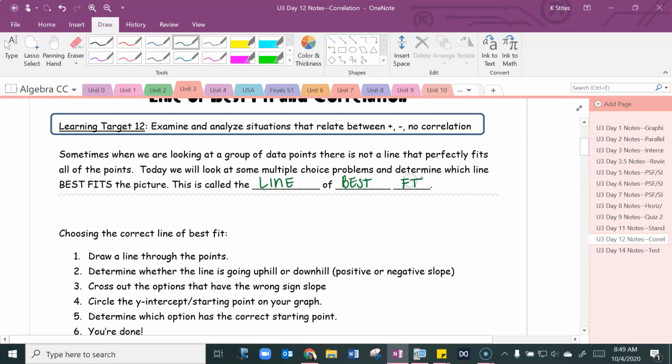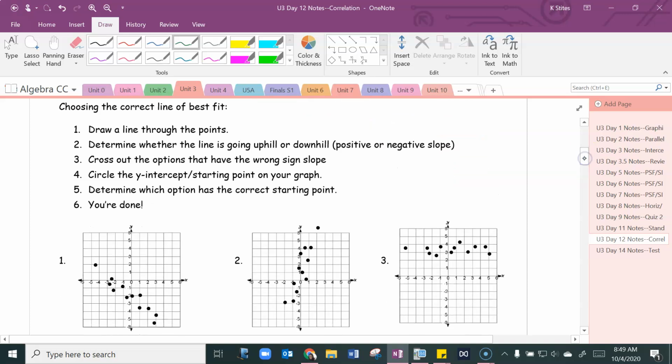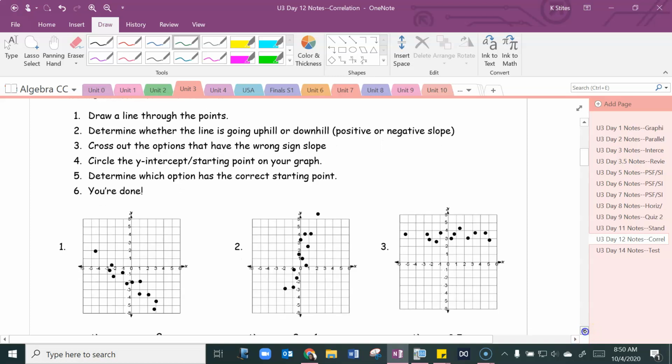So here's how we choose the correct line of best fit. We are going to draw a line through the points, determine whether that line is going uphill or downhill, which will tell us whether it has a positive or negative slope. We'll cross out the options that have the wrong sign slope because those won't help us. And then we'll find our starting point or our y-intercept on our graph and determine which option has that correct starting point. And that should be it.